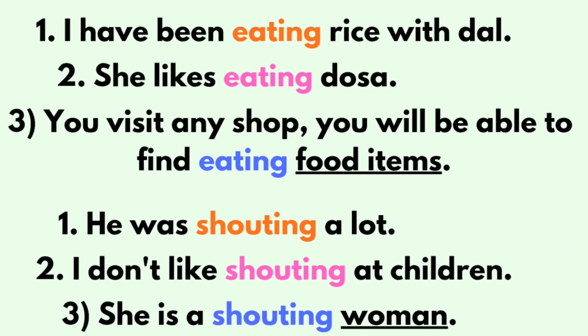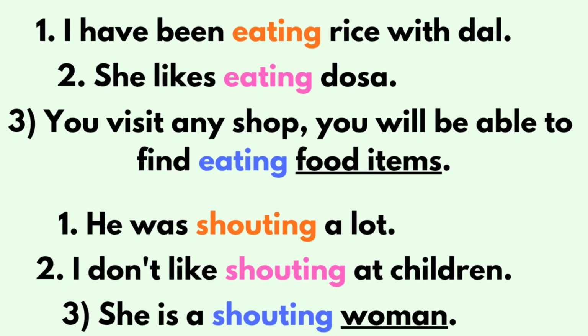Final two examples. I have been eating rice with dal. So this sentence is in present perfect continuous tense. So in the first sentence, eating is the verb and it is preceded by be form, that is been. I have been eating rice with dal. She likes eating dosa. In the second sentence, eating is an activity, right? And it is a noun. However, it is in object position.